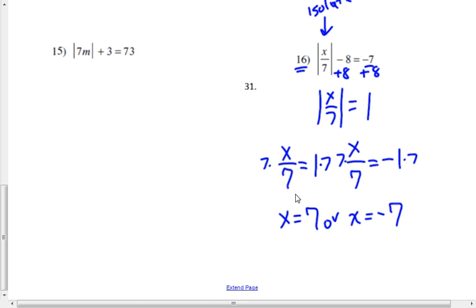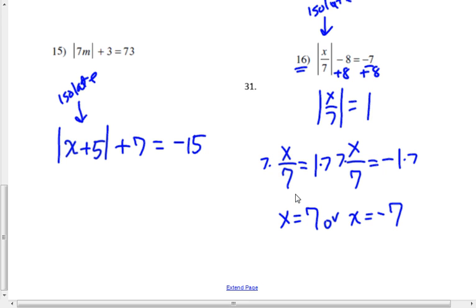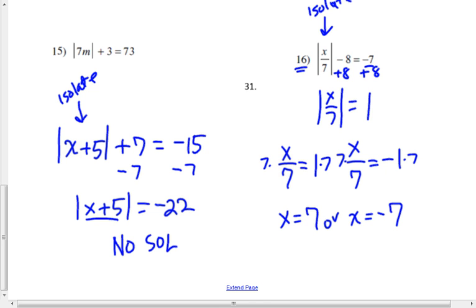All right. An example of an absolute value equation that has no solution would be something like this. Let's make it plus 7 equals negative 15. Now, if you isolate this absolute value, you would subtract 7. And when you do that, you're trying to take the absolute value of something and make it equal negative 22. Well, that would have no solution because no matter what number you have in there, when you do the absolute value of it, it's going to be positive. So it can't be negative 22.